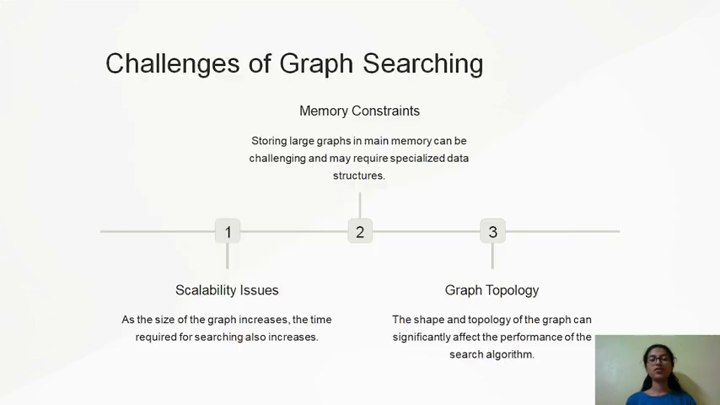The challenges of graph searching. The main challenge is scalability issues. As the size of the graph increases, the time required for searching also increases. Then memory constraints: storing a large graph in main memory can be challenging and may require specialized data structures. Then graph topology: the shape and topology of a graph can significantly affect the performance of a search algorithm.